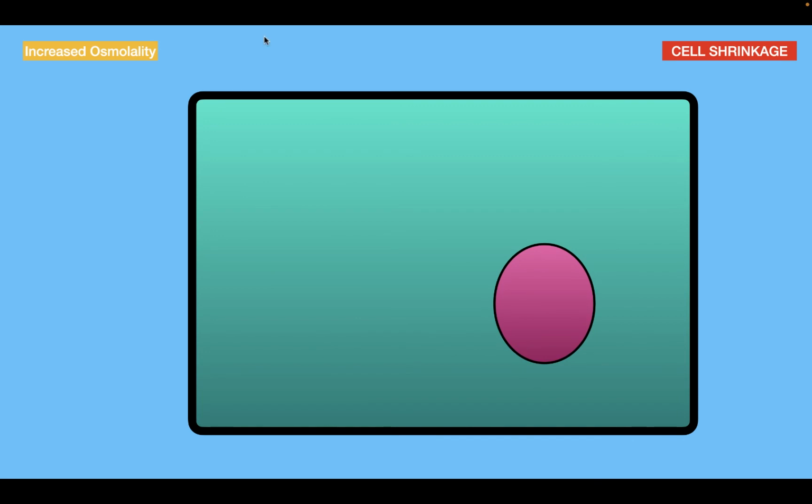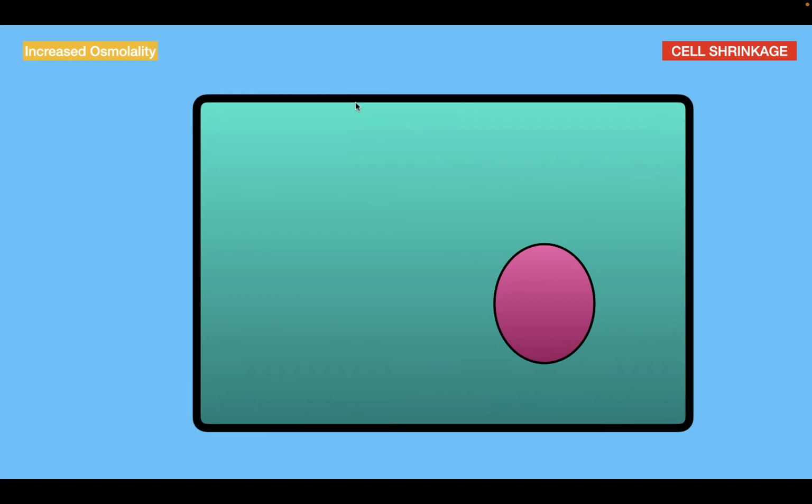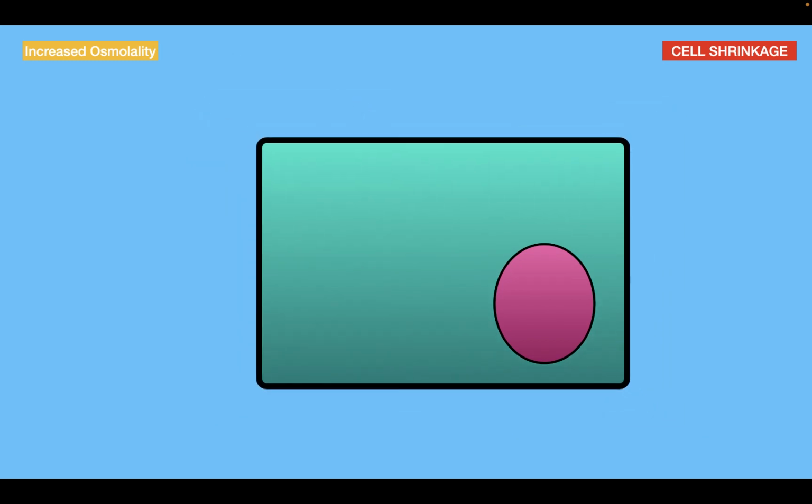So in other words, the solution outside the cell has a greater osmolality than the inside of the cell. And when this happens, the osmotic pressure outside the cell is greater than the osmotic pressure inside the cell, so therefore water leaves the cell and the cell will shrink. So how does the cell respond to this change?